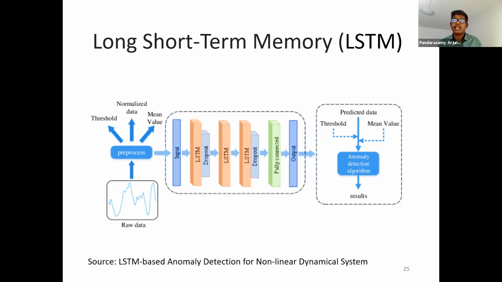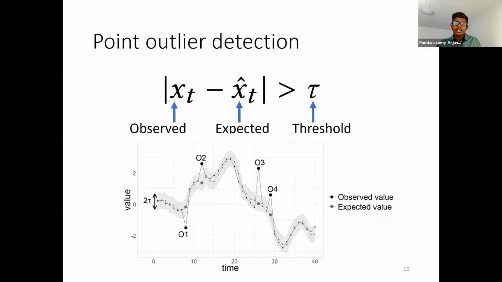network, so we will apply some threshold based on the prediction value. If the difference between the actual and the predicted value is higher than that threshold, then we will tag that as an anomaly. So the overall framework, particularly for point anomaly detection, is: there is an observed value, there is a predicted value. If the difference is significantly different from a threshold, then we will tag that as an anomaly.